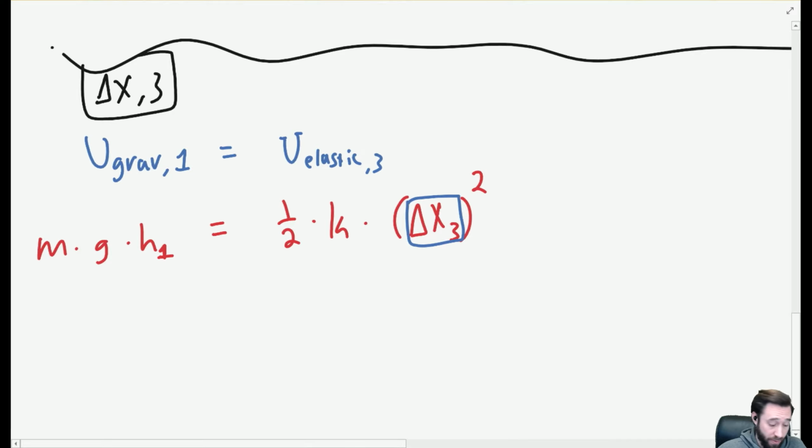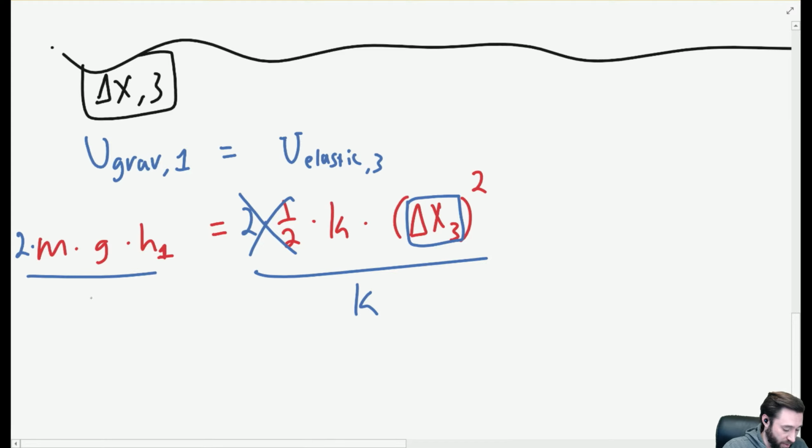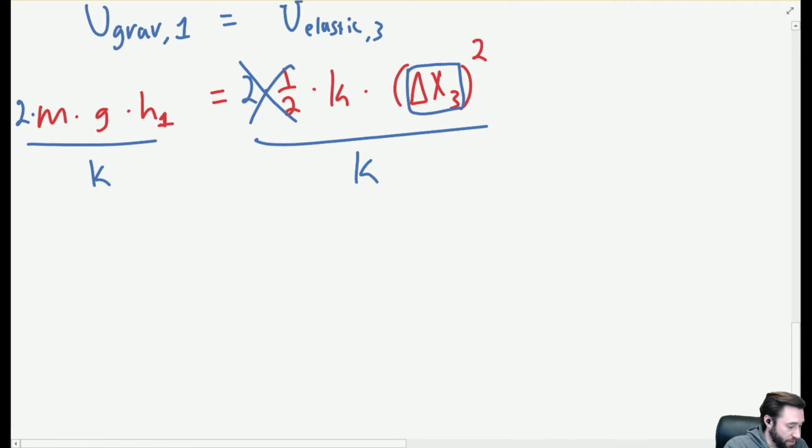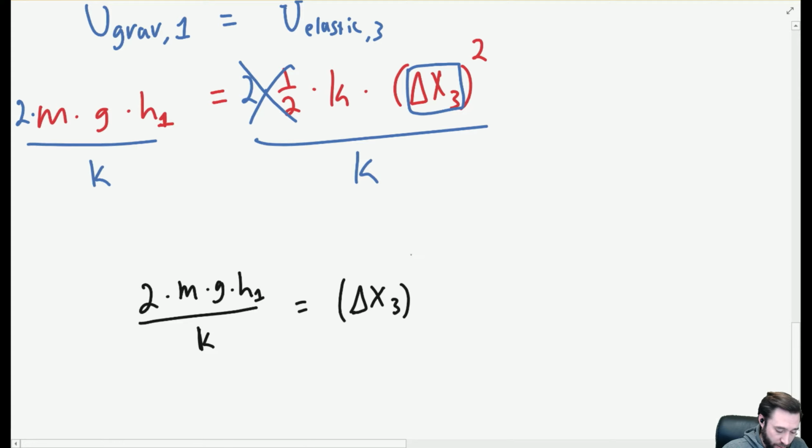And I'm solving for delta x3, so delta x at state 3. I do the same thing as before: multiply by 2 to cancel out the 1/2, and divide by the spring constant. After that, nothing cancels out on the left side, so I have 2 times the mass times gravity times the height at state 1 over the spring constant equals my change in x at state 3 squared. Now, to get rid of the square, just like before, I square root.